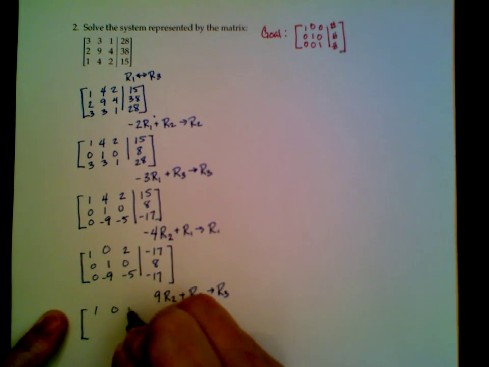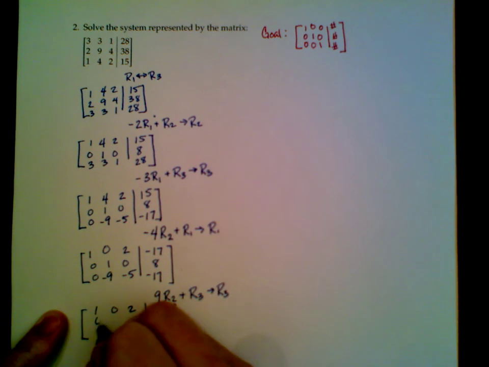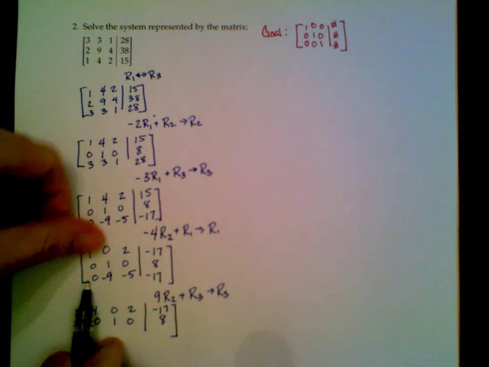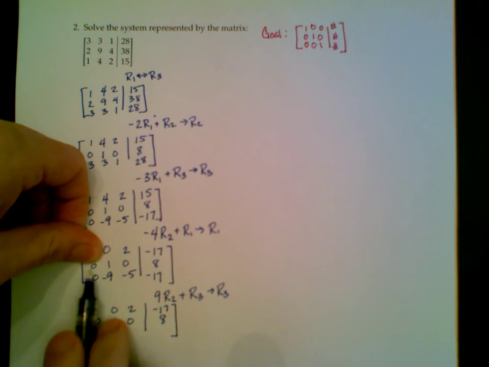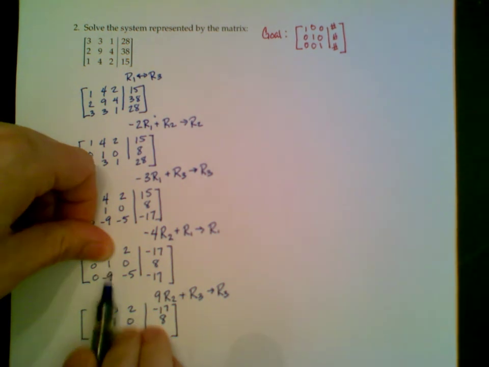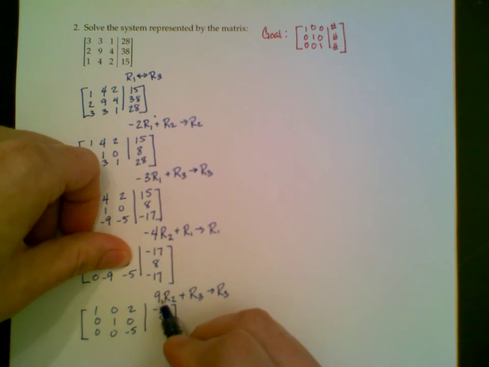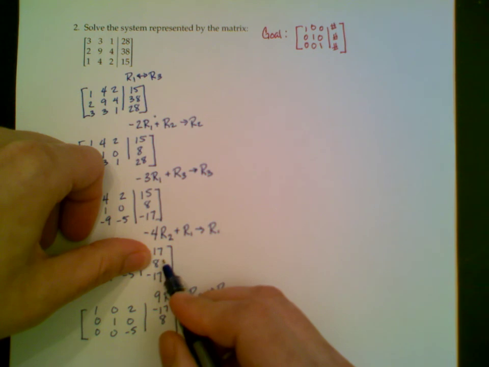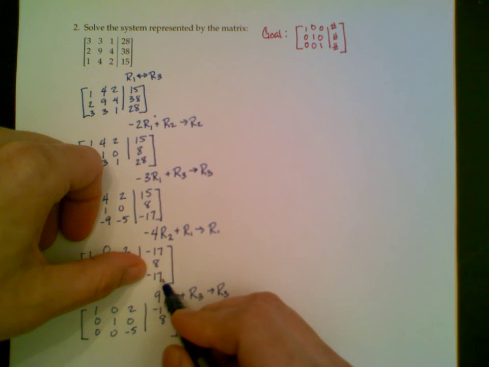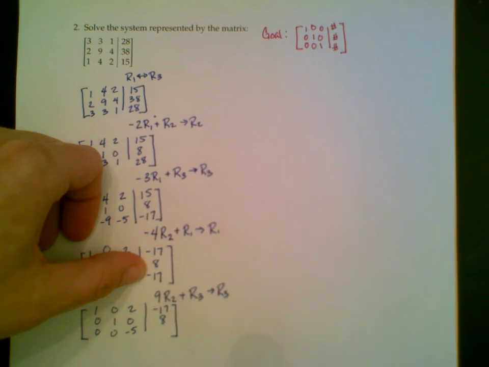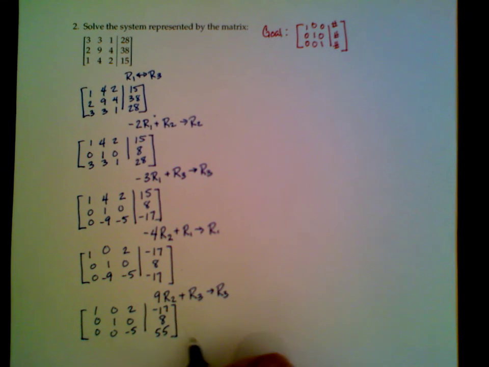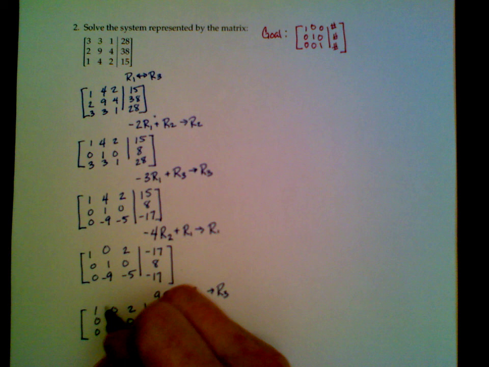So I will recopy the first 2 rows since they're not changing. And now that stays 0. 9 times 0 is 0, plus 0 is 0. 9 times 1 is 9, plus negative 9 is 0. 9 times 0 is 0, plus negative 5 stays negative 5. 9 times 8 is 72, plus negative 17. 72 minus 17 is 55. Sorry, that took me a second. Okay. And now column 2 is also perfect.